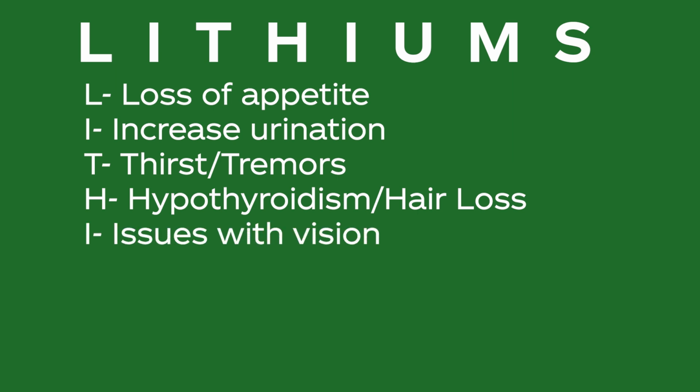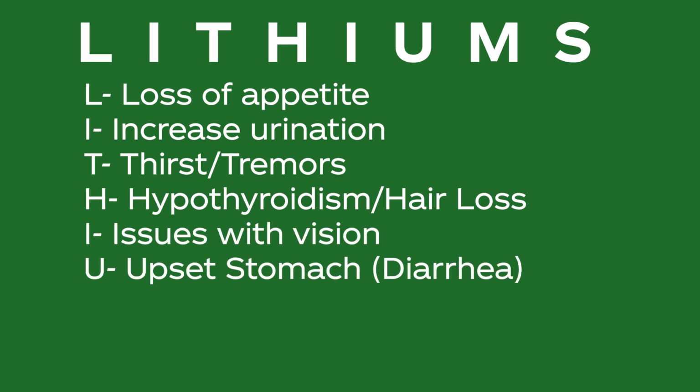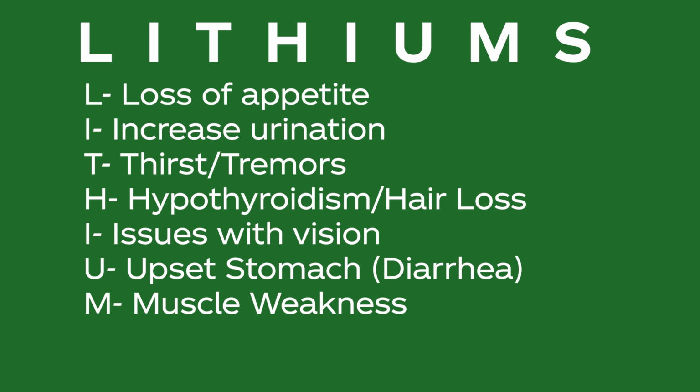The I is problem with vision, issues with vision. The U is upset of their stomach in the aspect of gastrointestinal disturbances, precisely diarrhea. The M is muscle weakness, and the S is skin thickening or in form of rashes.